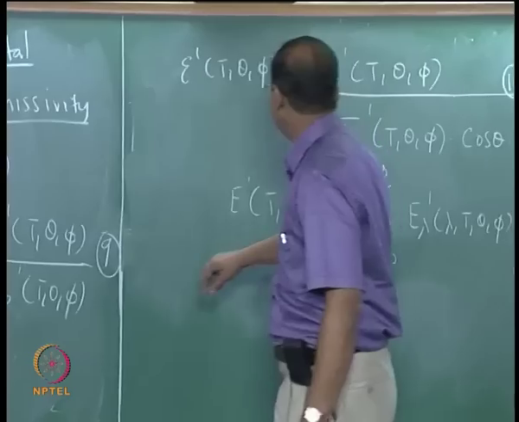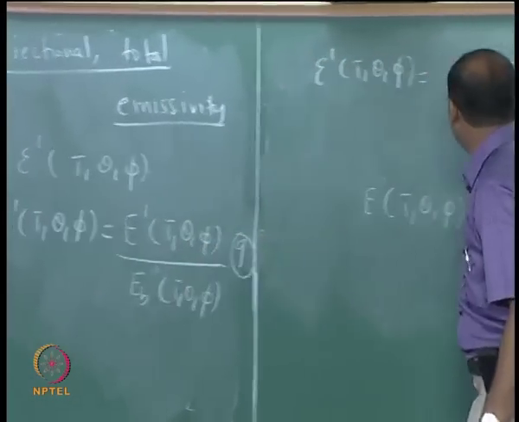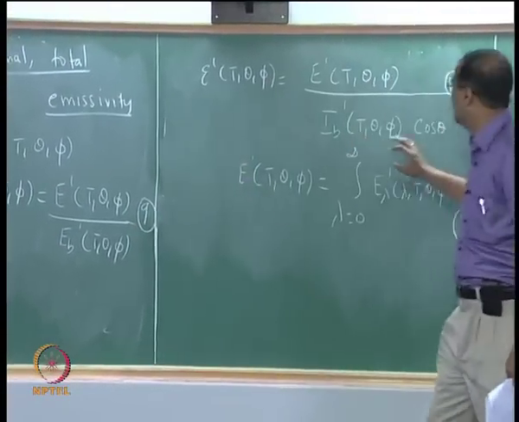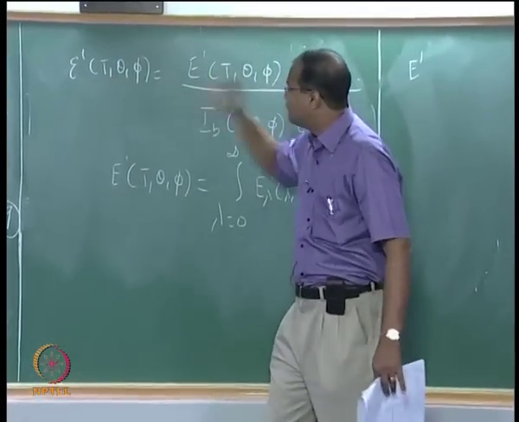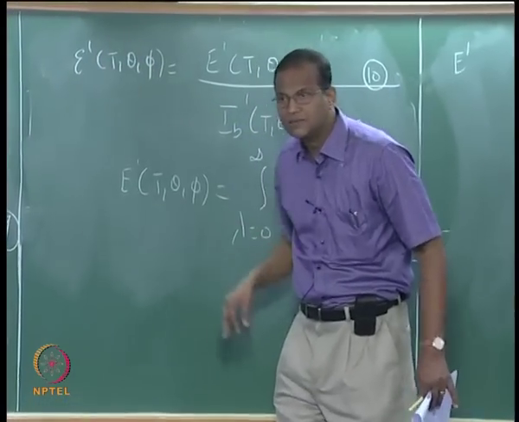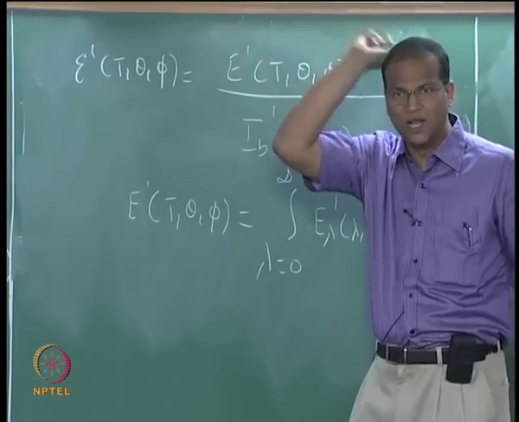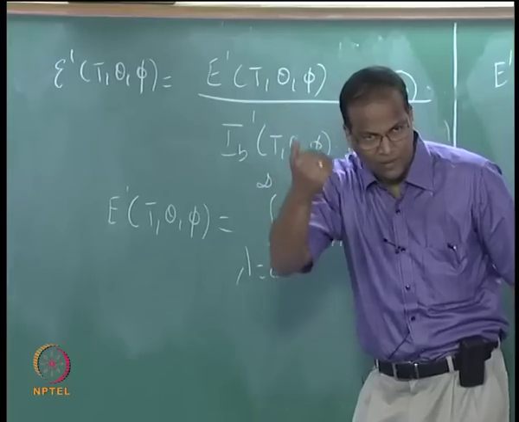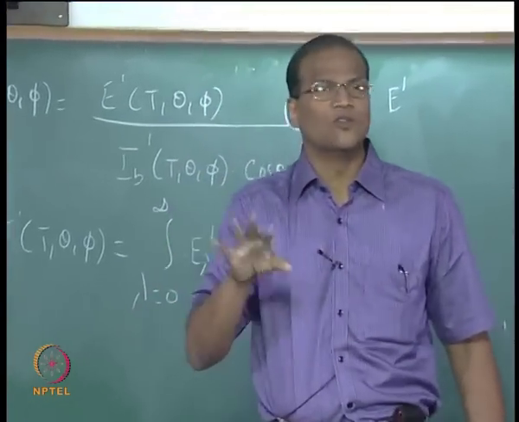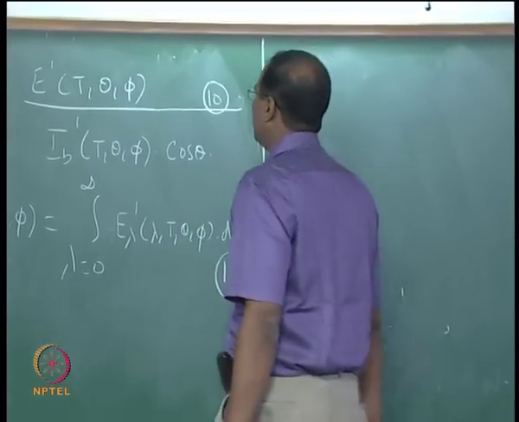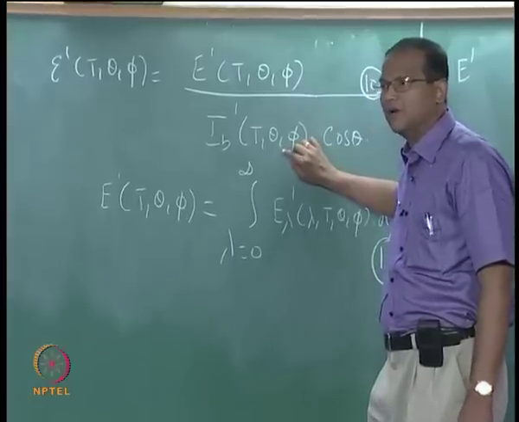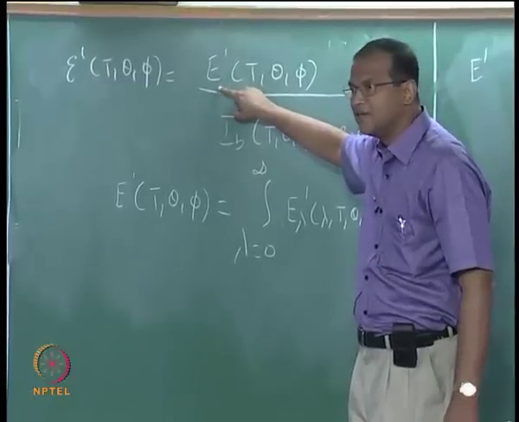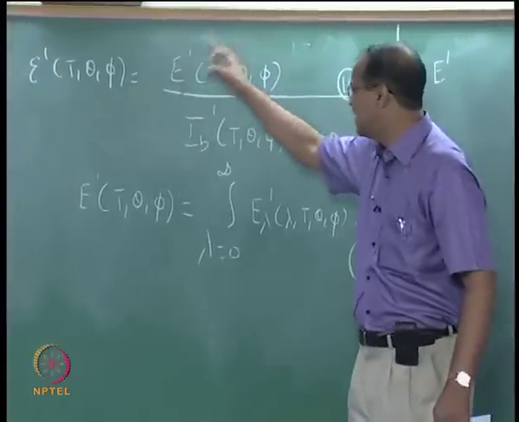Now this E B dash I am writing as I B dash into cos theta, so equation 10 is just a slightly different version of 9 where the E is changed to I. Now in order to get this epsilon dash I have to link it to epsilon lambda dash, because I know epsilon lambda dash, and from epsilon lambda dash I have to get epsilon dash. So on the right side I have to bring epsilon lambda dash, the directional spectral emissivity. Denominator is I B, I cannot do much with the denominator, numerator I can work with. What is this numerator? There was a lambda. After integration, the lambda vanished. Therefore, I am just writing out this expression for E dash in terms of E lambda dash.